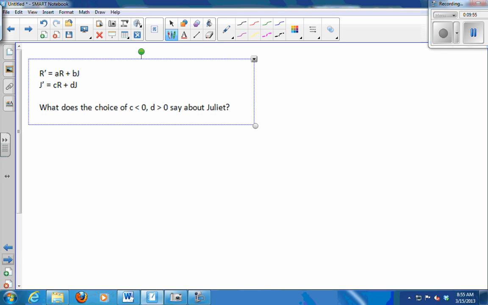All right, so now let's think about a different set of signs. Let's say Juliet has a negative value for C and a positive value for D. So J prime is going to be like negative 2R plus 3J, something like that. Negative C and positive D. What does this say about Juliet's feelings and how they change over time? They grow on their own. She starts to dislike him.